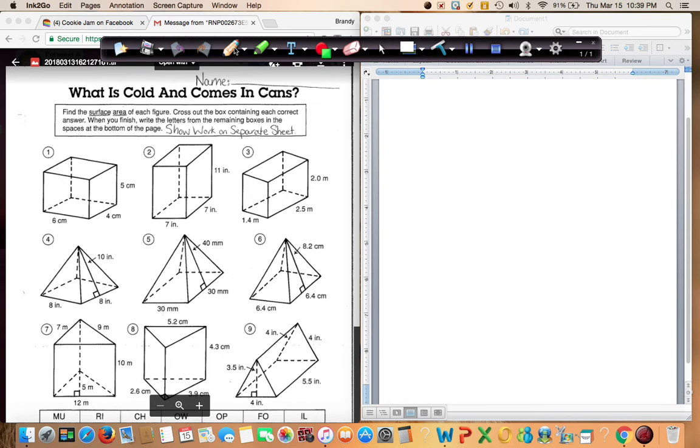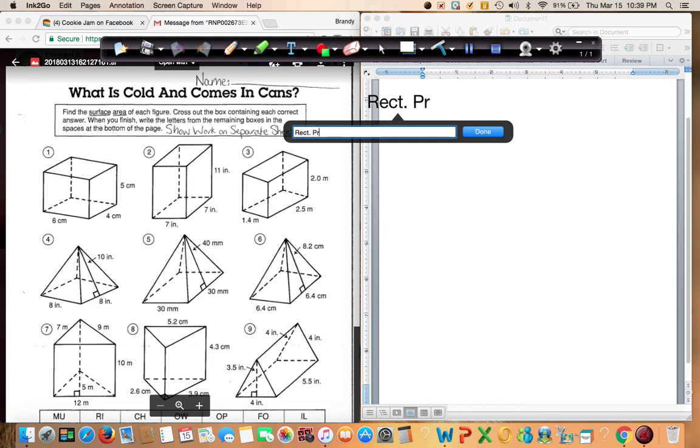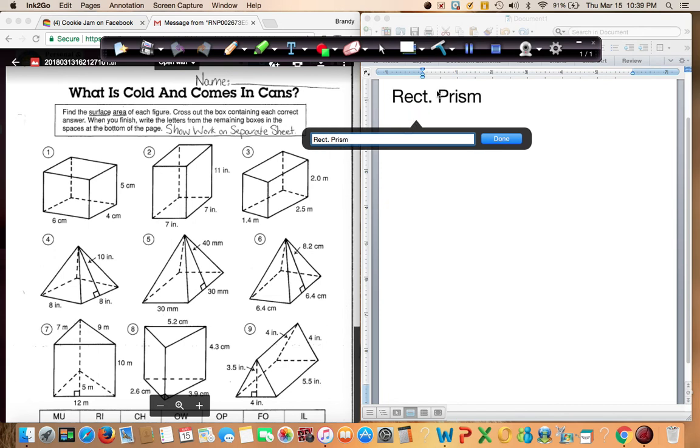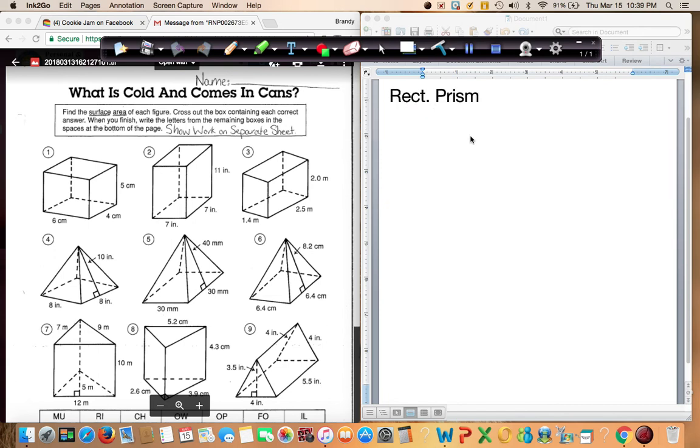First, I'm going to write, actually I will use text, and we are going to write the formula for surface area of a rectangular prism. So let's put this first. Rectangular prism. Okay, and we're going to move this over a little bit here. There we go. And I'm going to write the surface area for it.